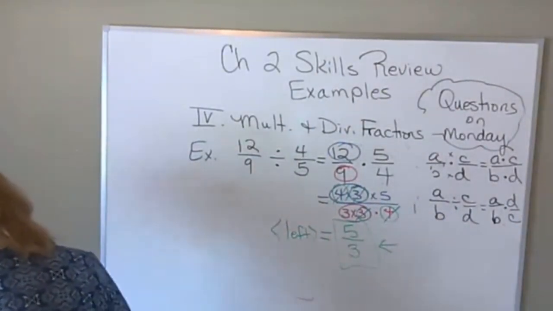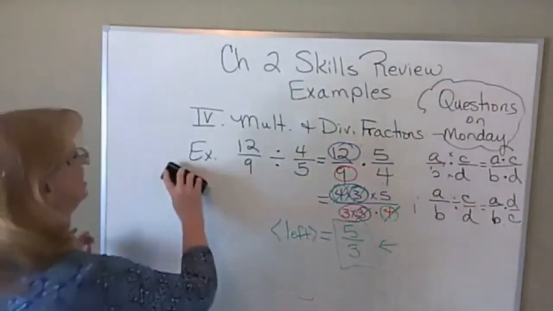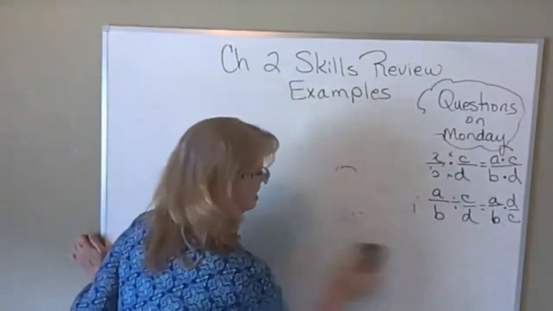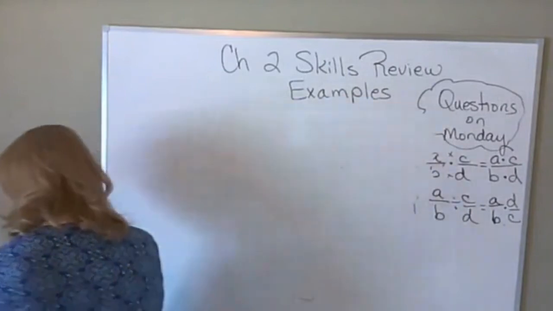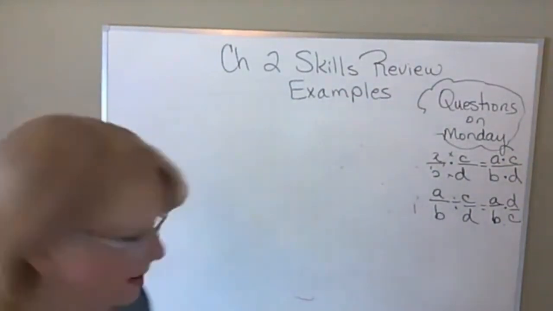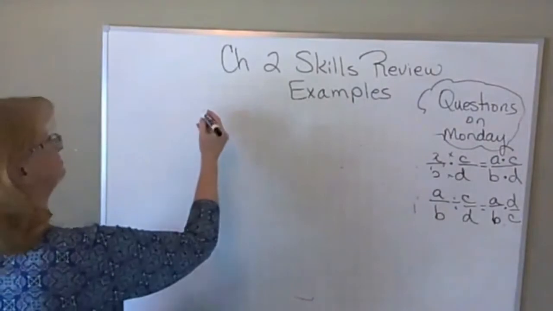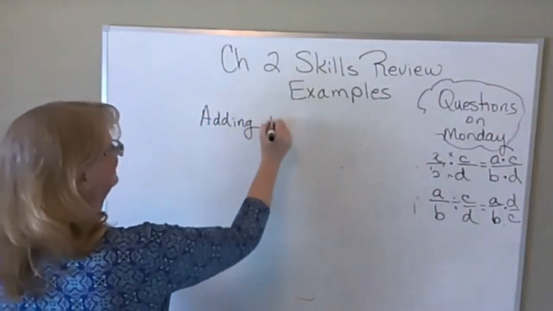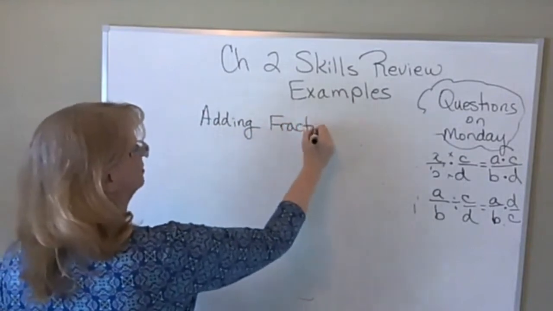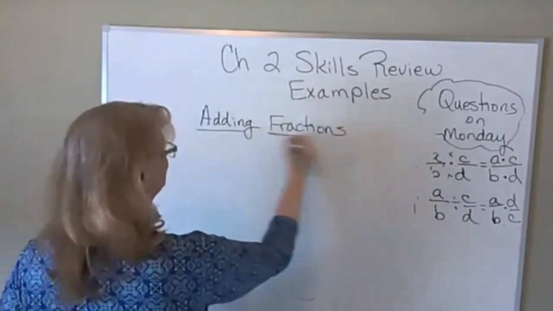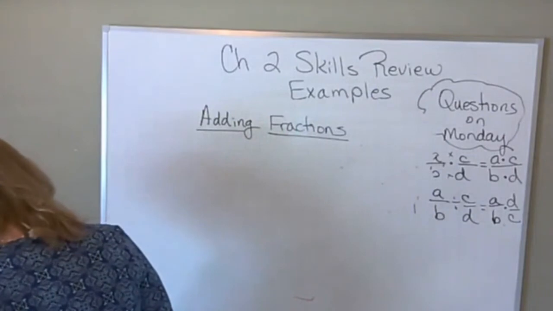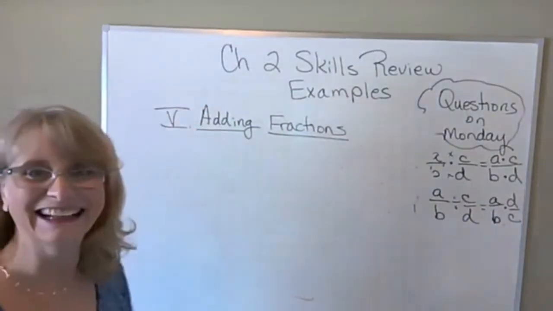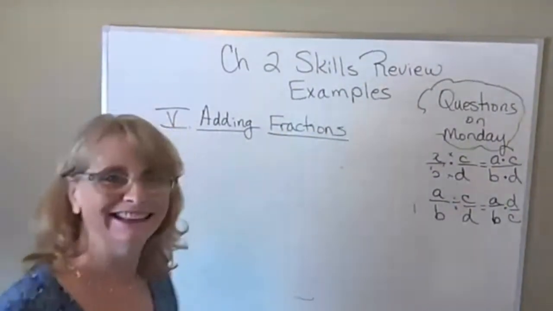Okay. Let's talk about adding fractions. Let's see how I'm doing on time. Okay. I forget what number I'm on. Roman numeral something. 1, 2, 3, 4, 5. I think. Yeah, thanks. I lost track.